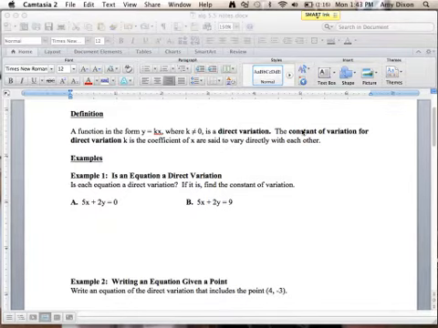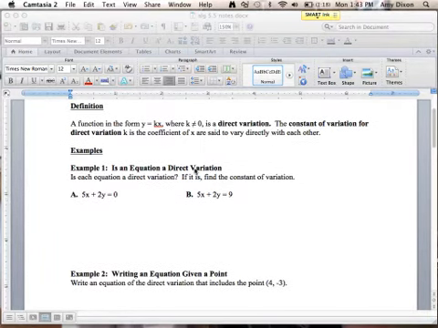The constant of variation for a direct variation is k. So this k, the number that's before the x, is called our constant of variation. And it's the coefficient of x. And it says that k and the coefficient of x are said to vary directly with each other.